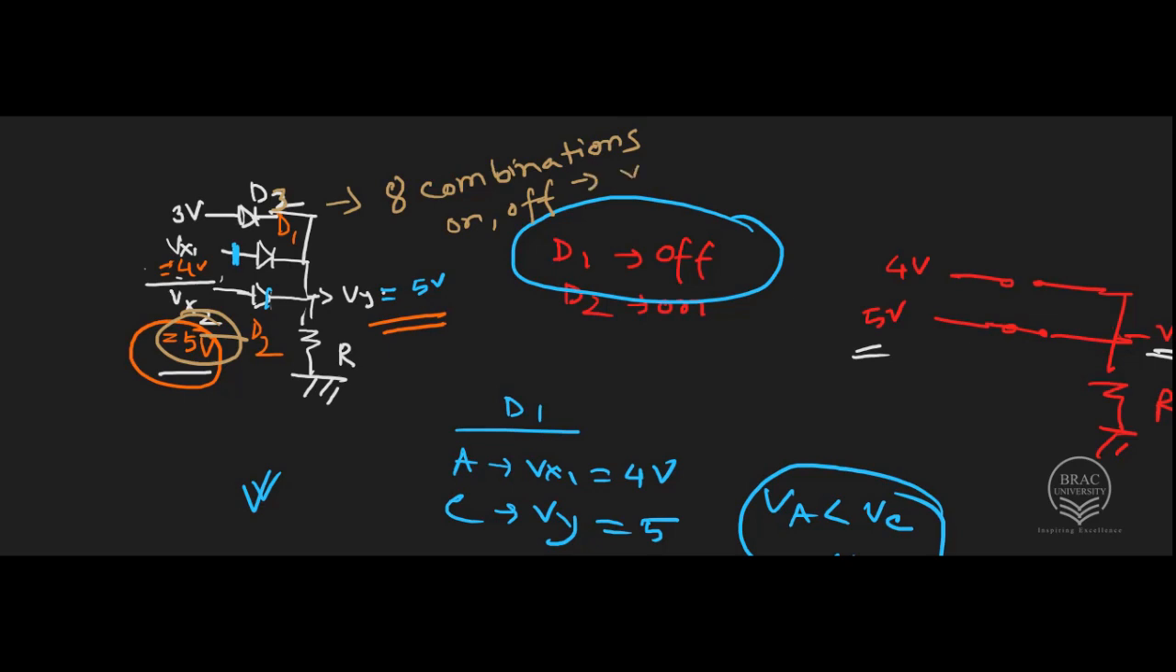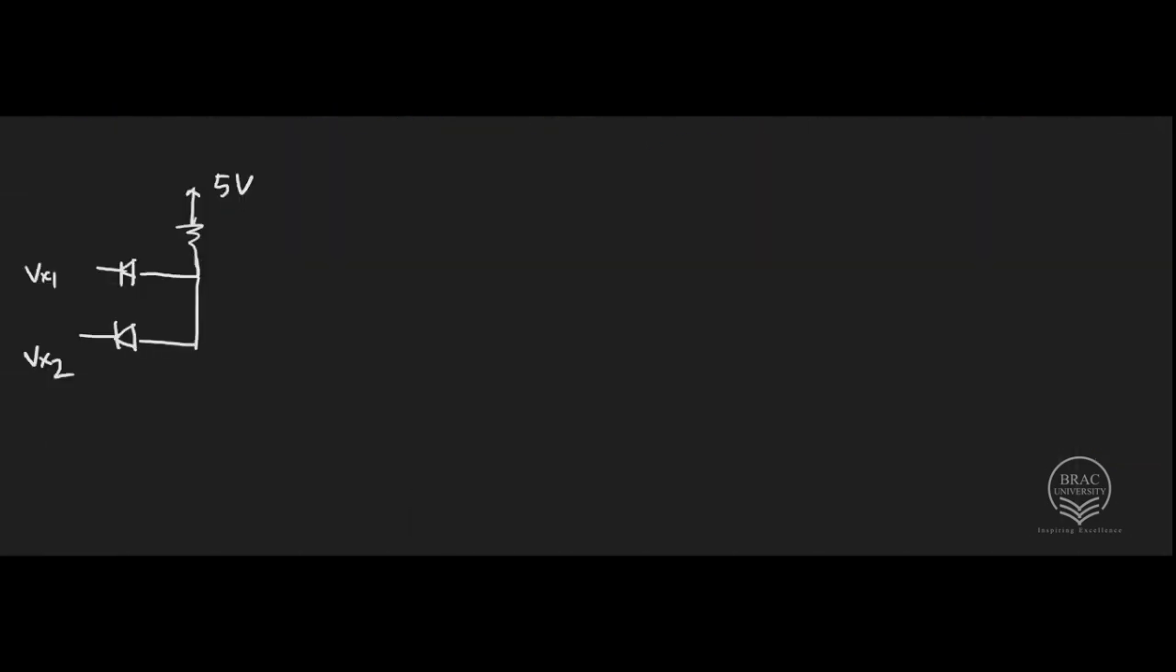For the other 7 combinations, you will find that your assumption was wrong. So for OR operation, when there are multiple inputs with multiple input voltages, the output voltage will be equal to the voltage of the input that has the maximum value. Now this was the case for OR operation. Let's see what happens when we consider AND operation.